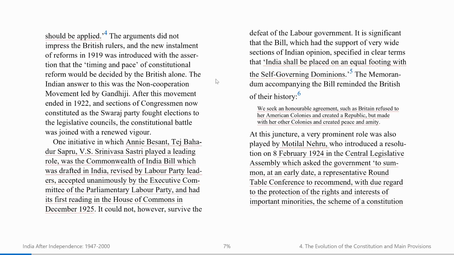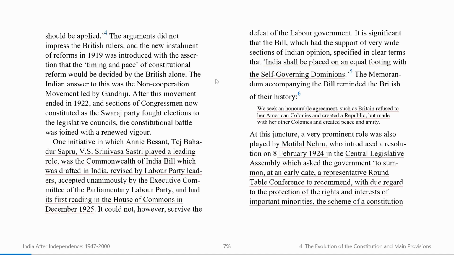with self-governing dominions. Okay. The memorandum said, we seek an honorable agreement, such as Britain refused to her American colonies, which created a republic, but made with her other colonies, creating peace and amity. The idea being that India wanted to be like Australia or Canada. We don't want to give up all our relationship with Britain, right? But we definitely want a dominion status.